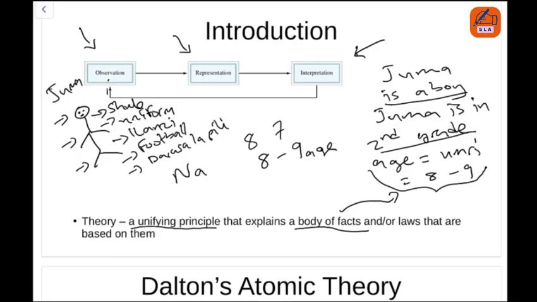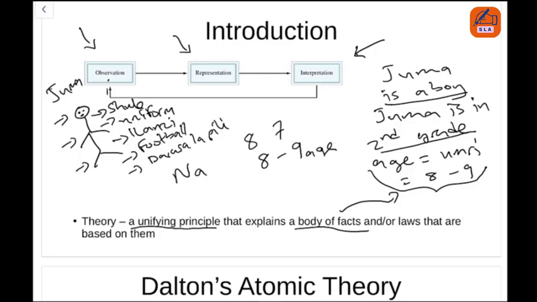See? These are the facts that you have from interpretation that Juma ni mwanaume, Juma yuko second grade, na Juma ana umri kati ya miaka 8 mpaka 9. So you have interpreted them, and these are your body of facts. And these are the laws that you're going to have after your interpretation. So you observe, you make an observation here. Kwenda shule, uniform, anacheza mpira, yuko darasa la pili. You make a proper interpretation, and these are going to be your laws or facts about Juma.